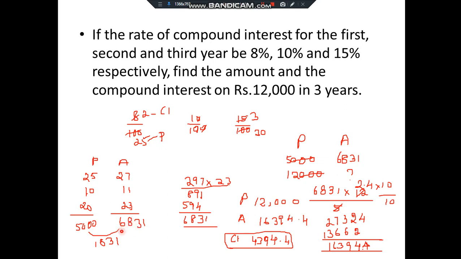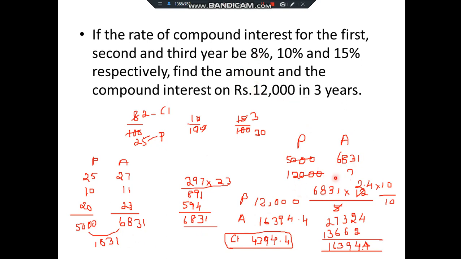So find the difference between the principal and amount. You get 1831 as the difference between 6831 and 5000. Okay, so till this I hope you know. After which, when you consider your principal to be 5000, your amount is 6831, but our principal in our question is 12,000.